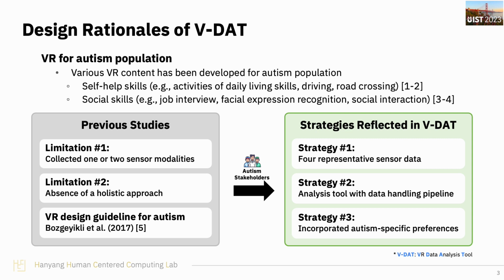Many past studies have focused on analyzing just one or two sensor modalities separately. However, using VR technology, we can simultaneously gather and integrate data from multiple sensors. So, to address the limitations and incorporate autism specific preferences, we designed and developed V-DAT. In V-DAT, based on the review of prior VR research, we selected four representative sensor data. And V-DAT is integrated with a data handling pipeline.